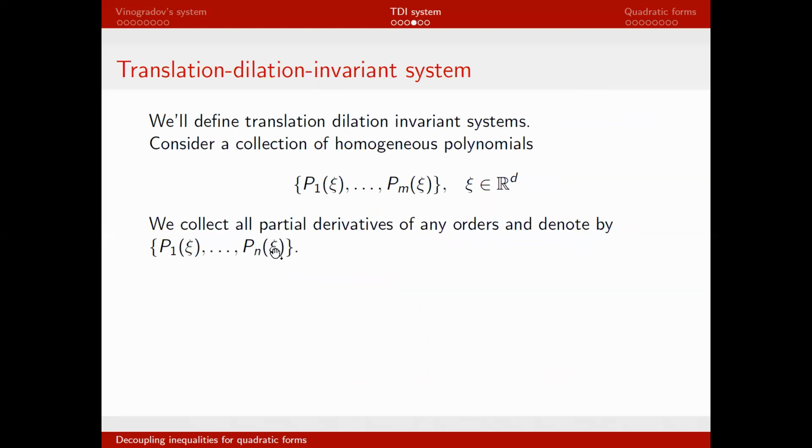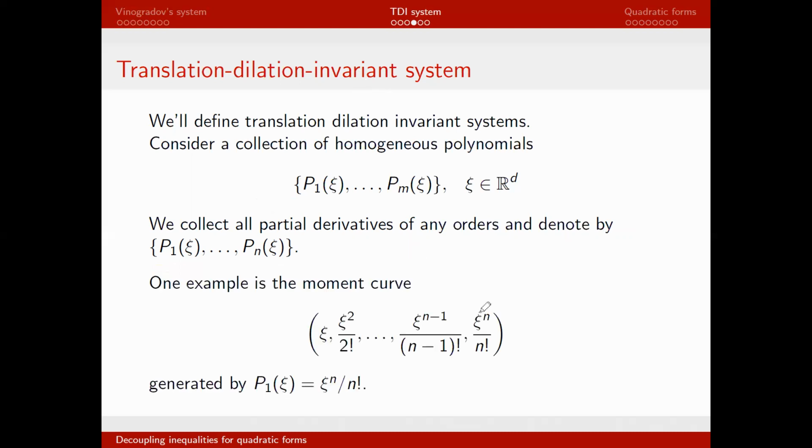Okay, so now we can define translation-dilation-invariant systems. Here we start with m many polynomials, and these polynomials are homogeneous. And we take all possible partial derivatives, and we add these partial derivatives to this collection, and we get a bigger collection. And this is the notation that we are going to use for the bigger collection.